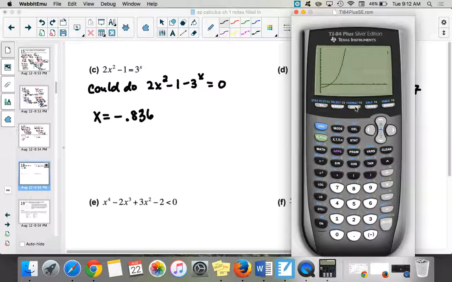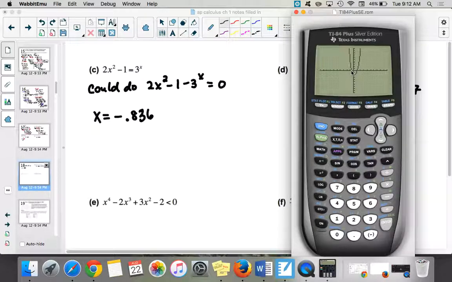If I need to go back to my standard window, I can always do zoom. So hit zoom, and you guys see 6, it's zoom standard. That's the negative 10 to 10 window. That's always a good one to start with, right? Okay, and we know that our x to the 4th graphs can look like a parabola, or they can look like the w's. When they're w's, it's usually because you have a minus x squared in it. So see how this is a plus x squared? So it's probably just like a U shape.